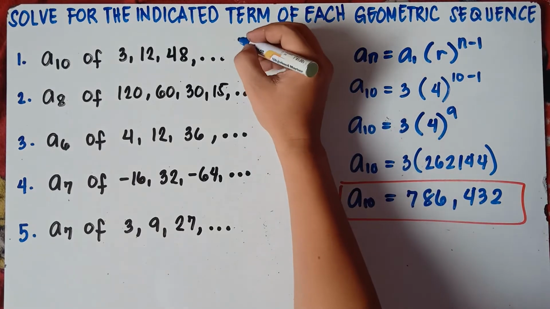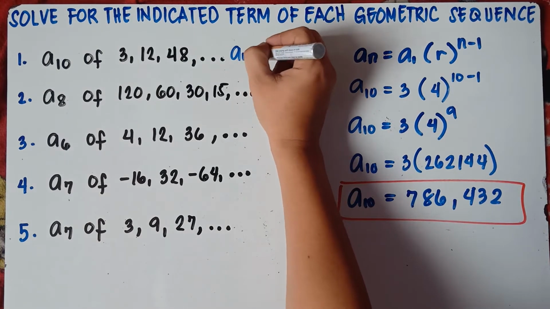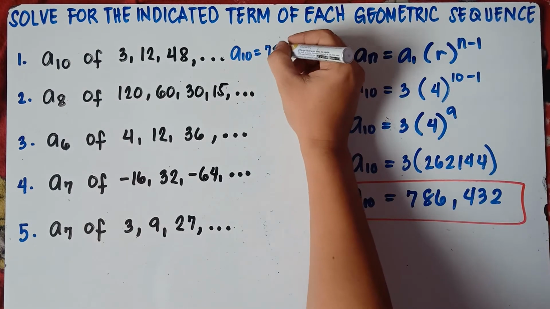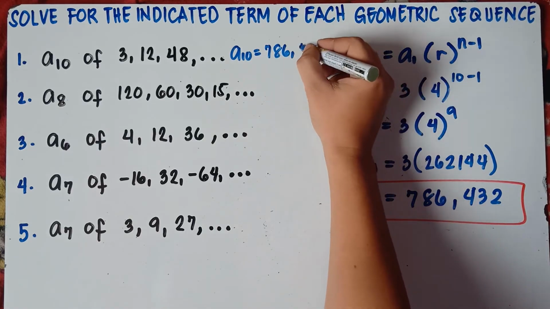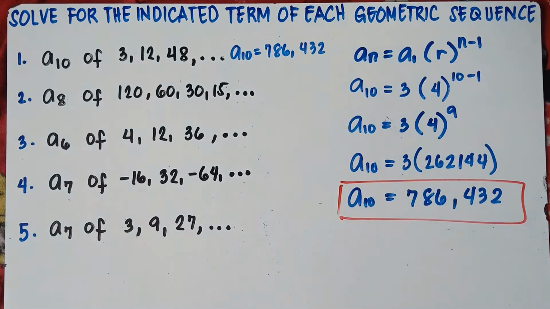So a sub 10, let me write it here. A sub 10 equals 786,432. Alright, let's try number 2 class.